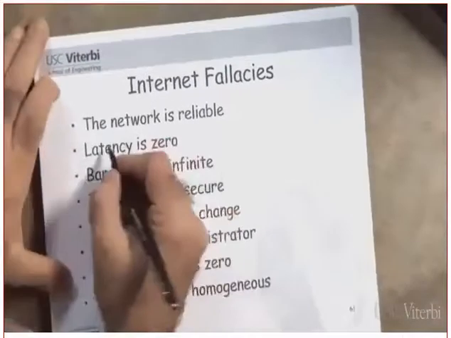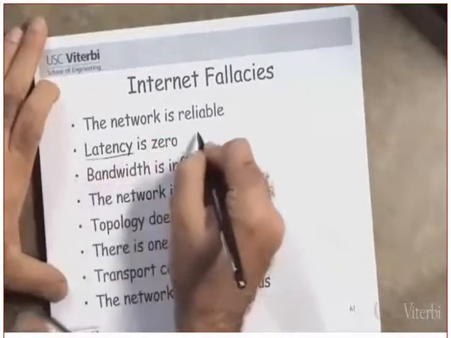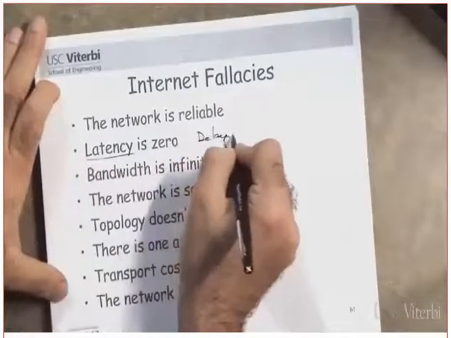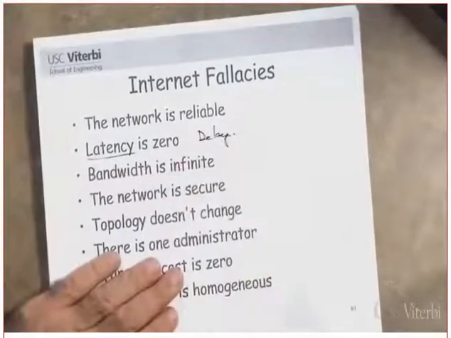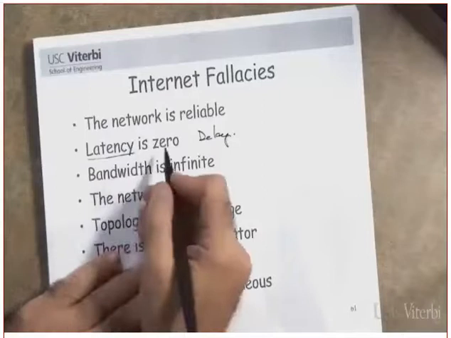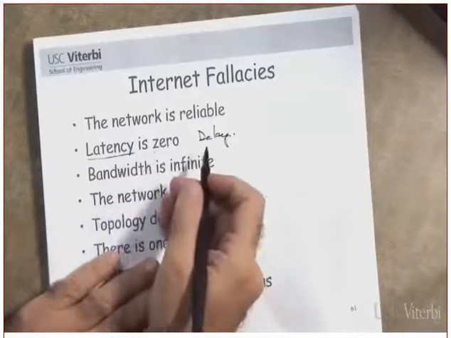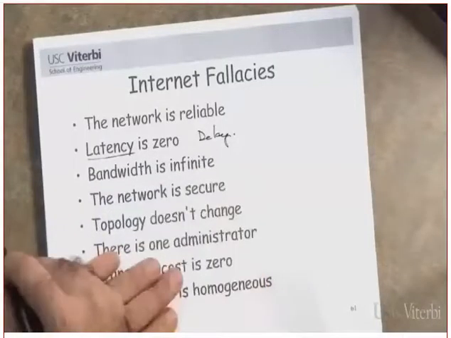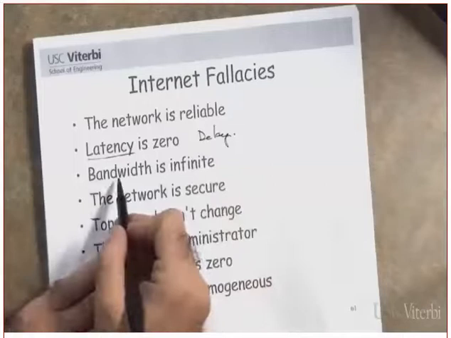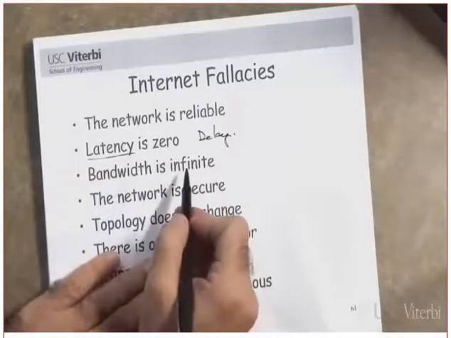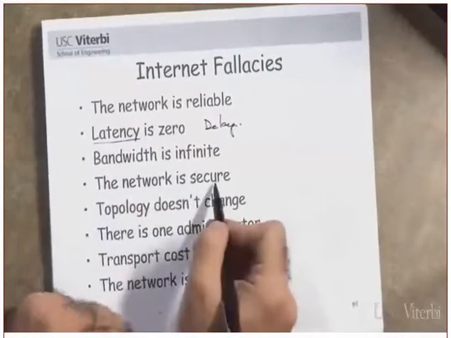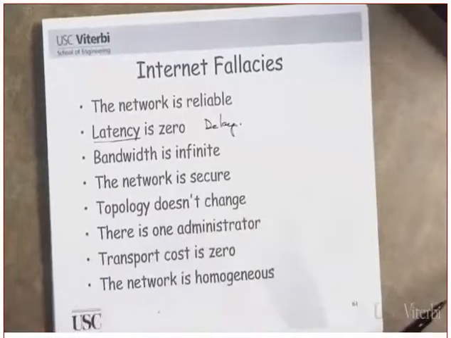Latency, another word for latency is what? Is the delay. I will review it to you in just a second. Delay, different types of components for delay. Latency is zero. No such thing as a latency zero. There will always be latency. Bandwidth, which is the capability of carrying traffic, is infinite. Is it infinite? No, it's not infinite. Clear? Network is secure. Of course, it's not secure. It's a public network, so it's not secure.